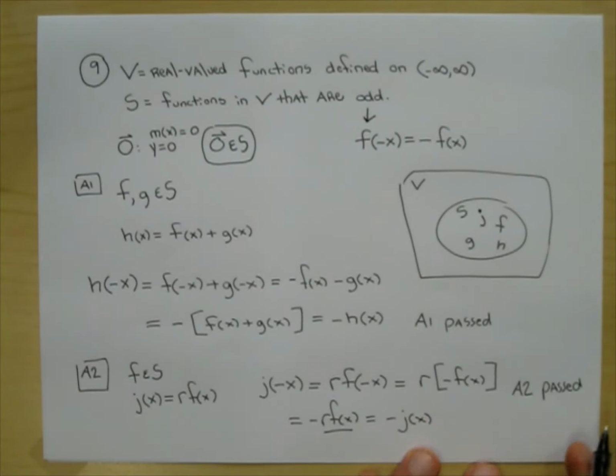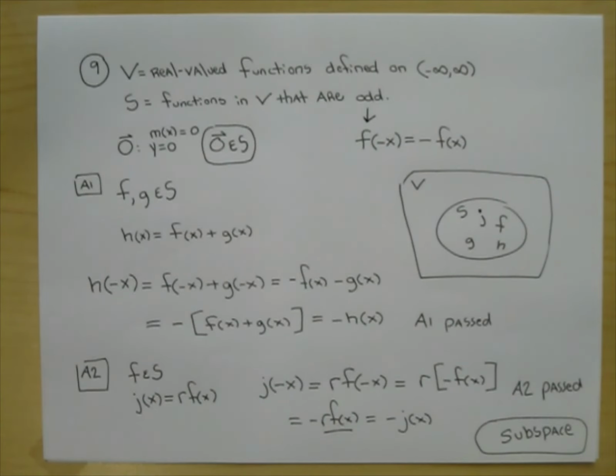And now I'm doing past tense, whereas I think earlier I was saying passes, so it doesn't really matter. I'm not an English teacher. So both of the axioms pass, which means S is a subspace. And so there it is. So number 9 is going to be the weirdest one.